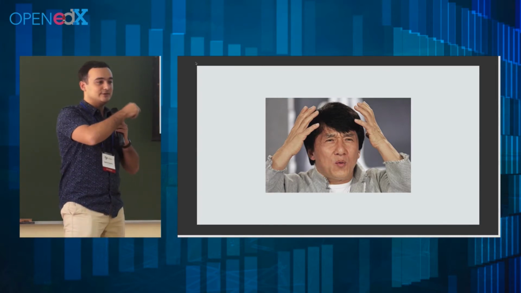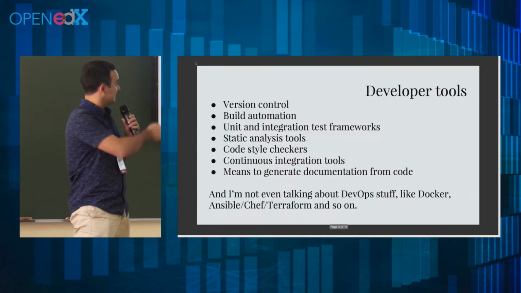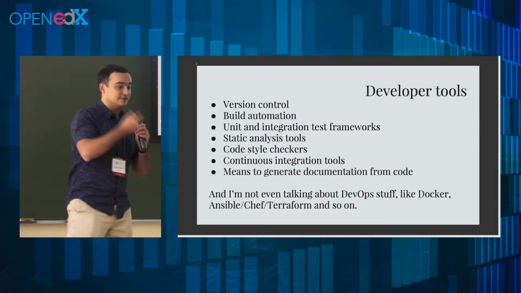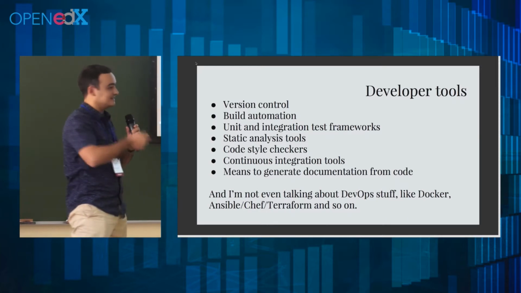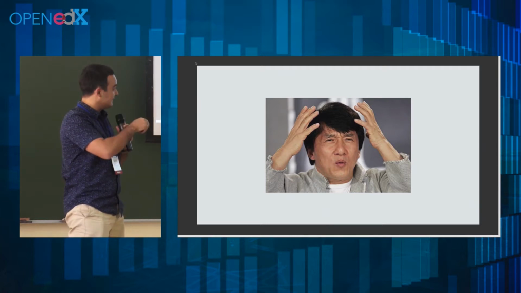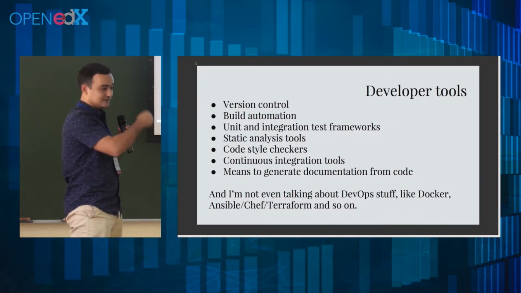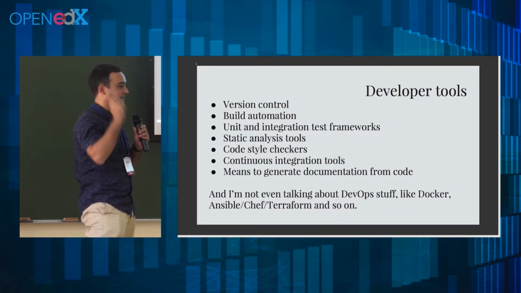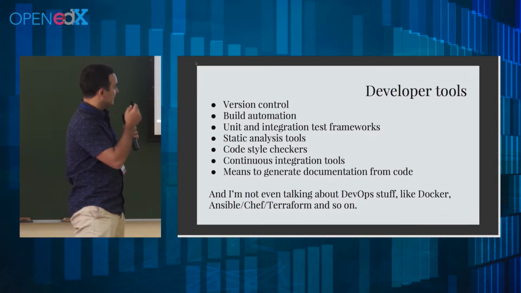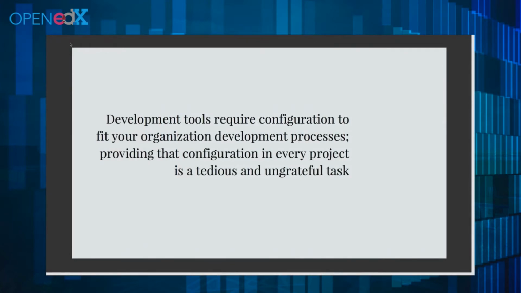Yeah, so this is how I usually feel when we have to start a new project from scratch, because we need all those developer tools like version control and build automation and continuous integration and tests and style checkers and so on. And the reason I feel like that is because all of those tools are basically a decision to make and some configuration to write. And I'm not even talking about DevOps stuff like Docker and Ansible. So, the problem: development tools require a lot of configuration up front and a lot of decisions up front, and it's a tedious and ungrateful task. Can we do better?